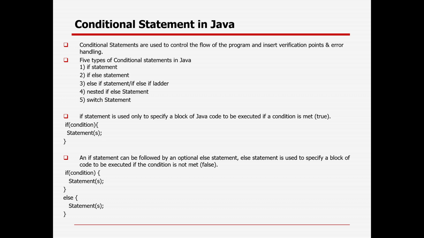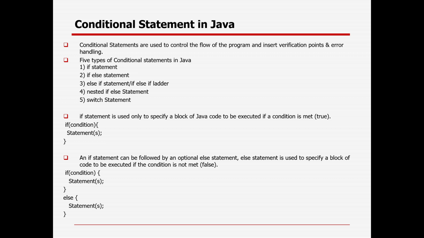In case you know that the condition you need to validate will always be true, you can use the Java if statement. But in case you know that sometimes the condition might be true or false, you definitely cannot use the if statement. So always you need to use the if else one. The else part is added on the if. An if statement can be followed by an optional else statement. The else statement is used to specify a block of code to be executed if the condition is met or not met.